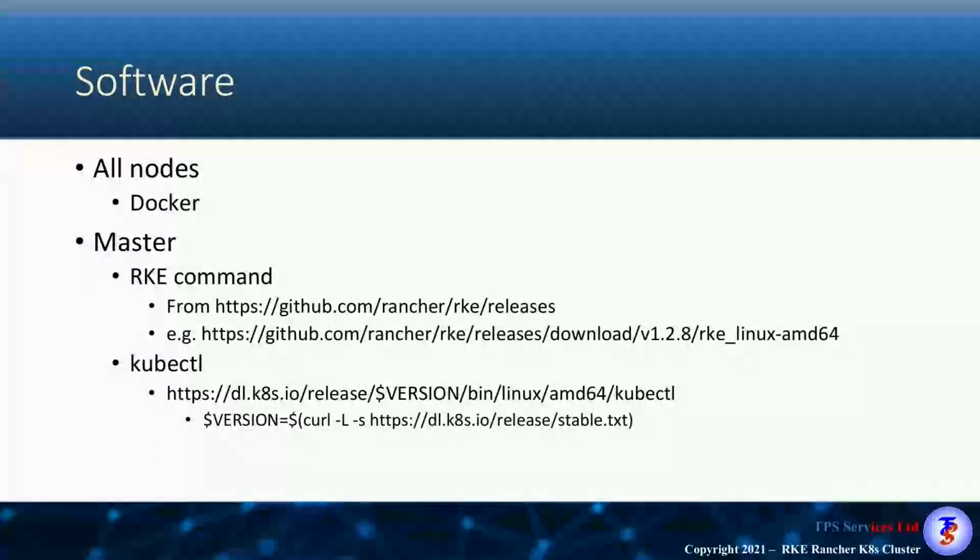So here we see an example from github.com Rancher RKE releases, download version 1.2.8. If you just go to releases, it will tell you what the latest ones are. And then RKE_Linux-AMD64, so that's obviously for the 64-bit Linux machines, and that will get downloaded, and then you'll simply rename it to RKE and stick it in /bin, or use a local bin depending on where you want to run the commands from.